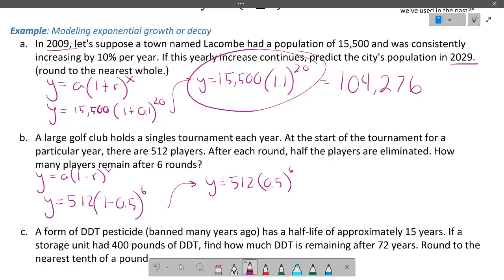So if I'm cutting it in half, what's the half as a percentage? 0.5, right? So 1 minus 0.5 gives me 0.5. All right? So after 6 rounds, we have 8 people left.